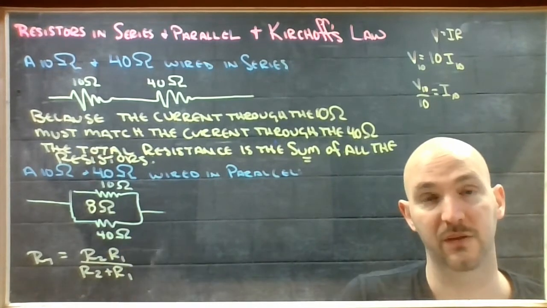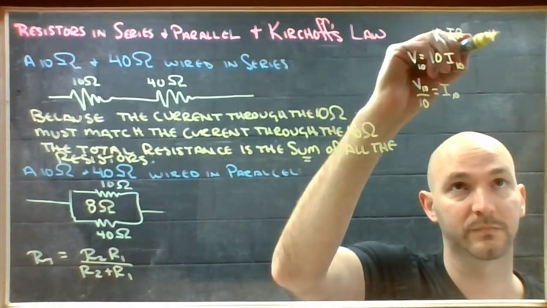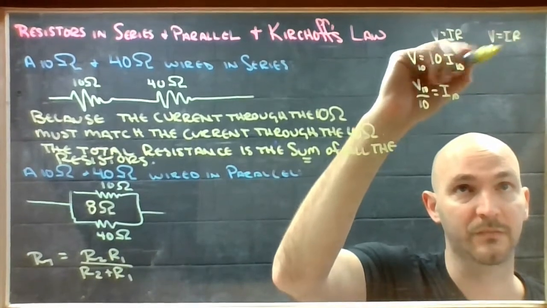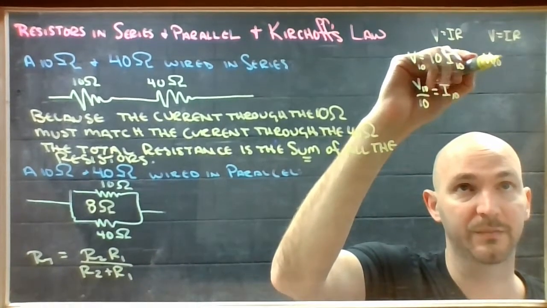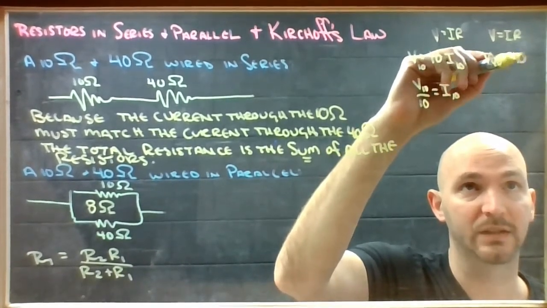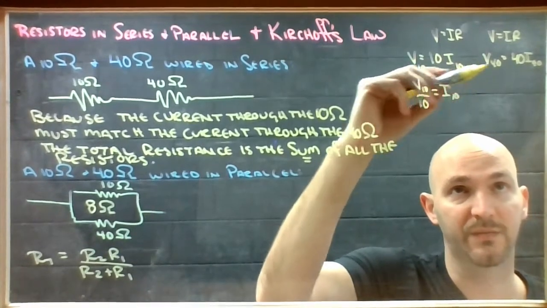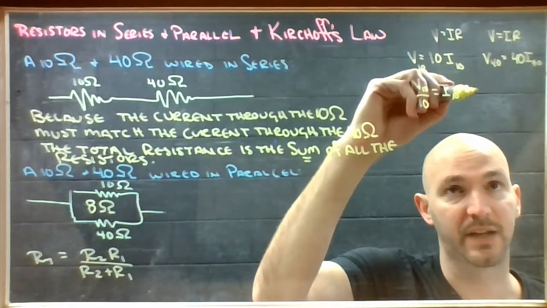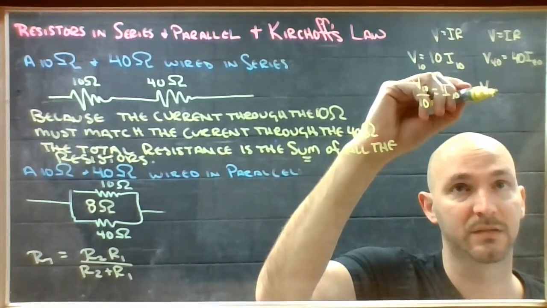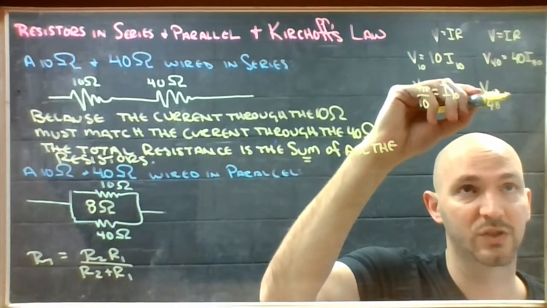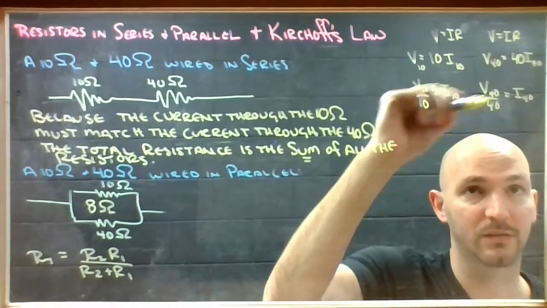We're going to do the same thing for the 40. Using Ohm's law, the voltage through the 40 is 40 times the current through the 40. So the voltage it's experiencing divided by 40 should be the current through 40.